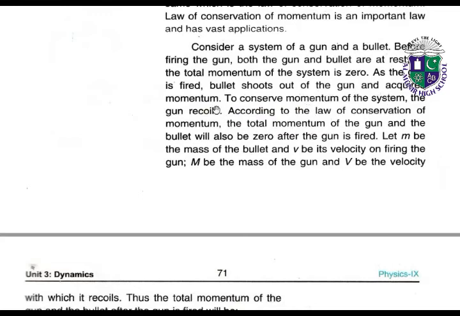To conserve momentum of the system, the gun recoils according to the law of conservation of momentum. The total momentum of the gun and the bullet will also be zero after the gun is fired.